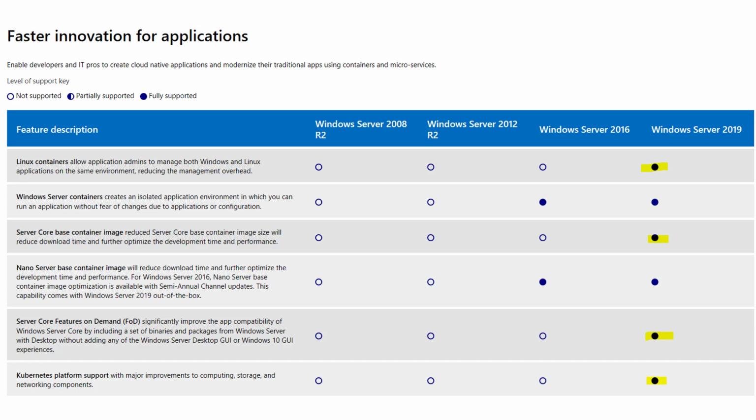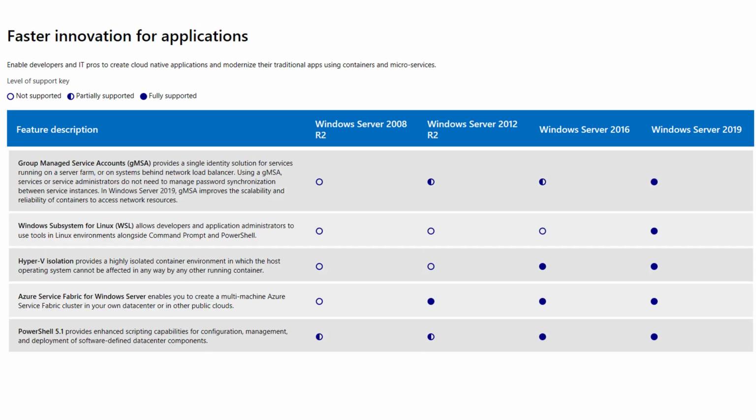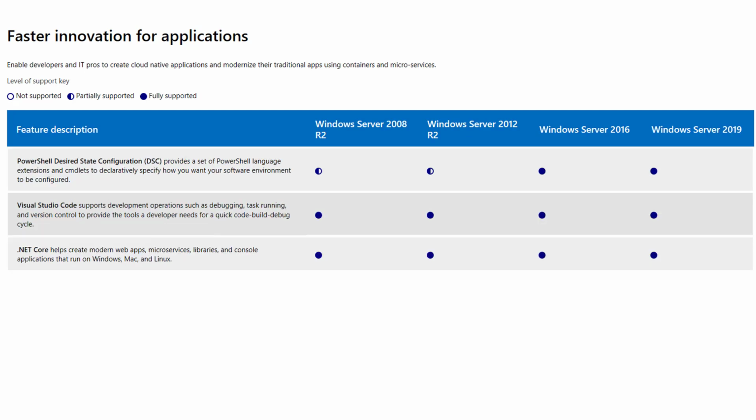We've already heard we have the Kubernetes support for management, for orchestration of containers on Windows Server. We have the Windows subsystem for Linux to bring things like command prompt and PowerShell to Linux environments. So a lot of new features in Windows Server 2019.